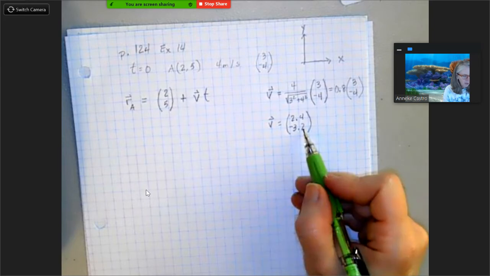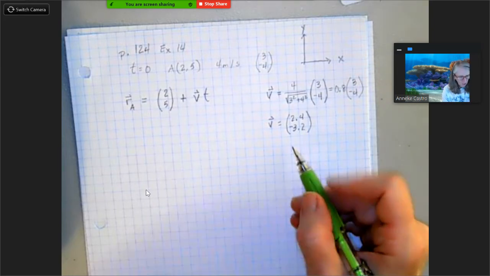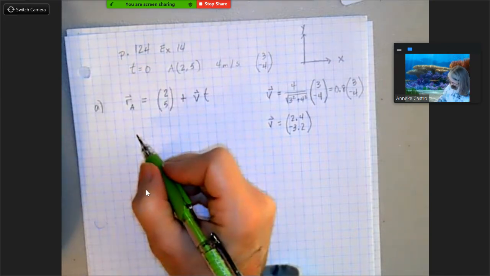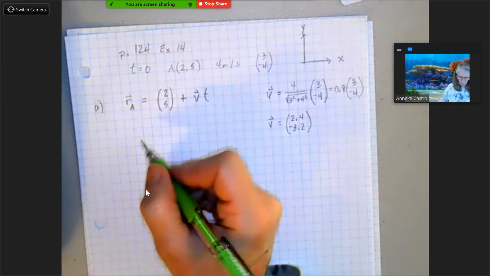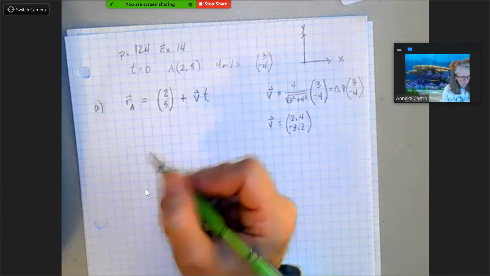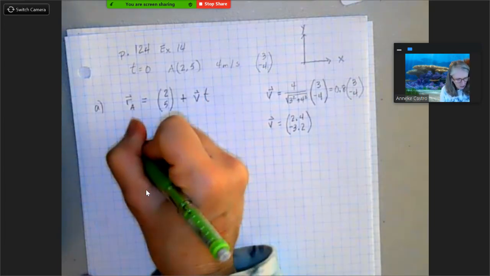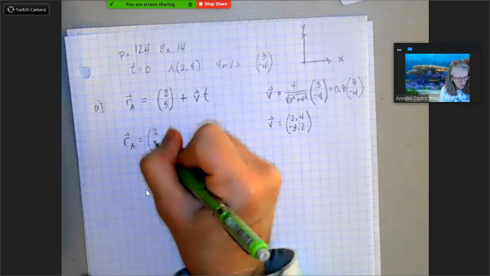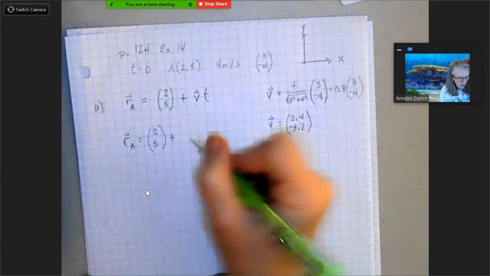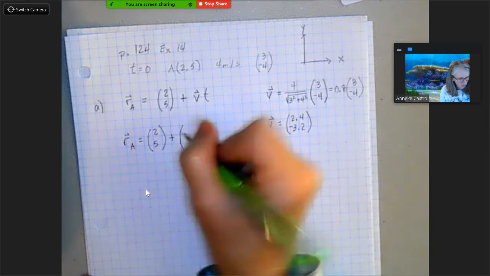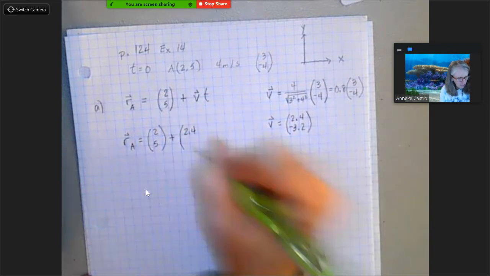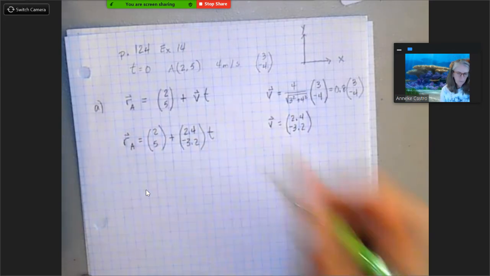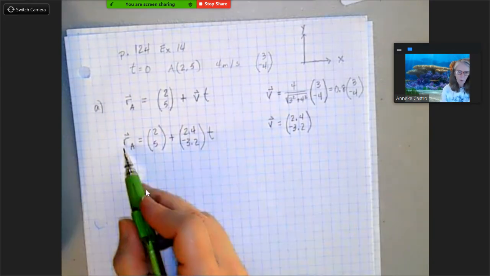There's my velocity. Okay, so I'm going to go ahead and write my, what do they call it again? My position vector for boat A. I'm going to write it now, complete. My position of boat A can be found by taking its initial position and adding to it the change, which is (2.4, -3.2) meters per second times time. And that'll give me wherever the boat may end up.